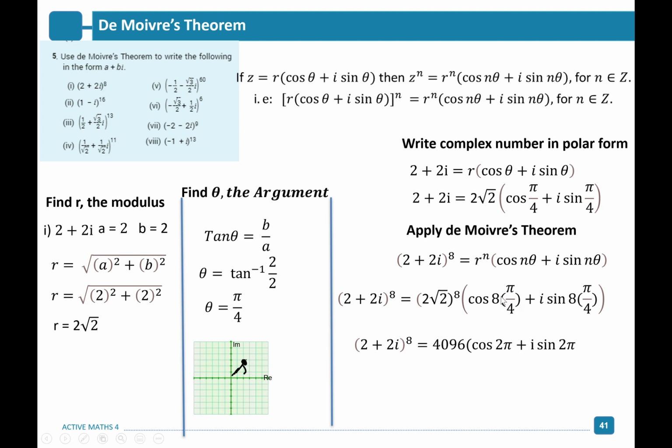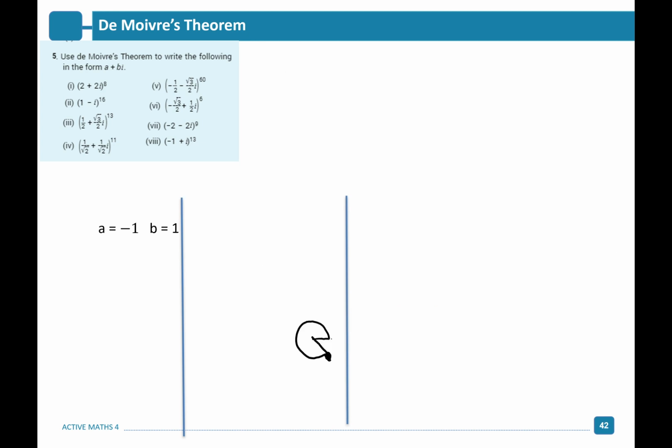We now multiply n and theta. 8 times pi over 4 gives us 2 pi. So we're left with our complex value of 4096 times cos 2 pi plus i sin 2 pi. We've raised our complex number to a power of 8 easily using de Moivre's theorem. Let's look at another example.